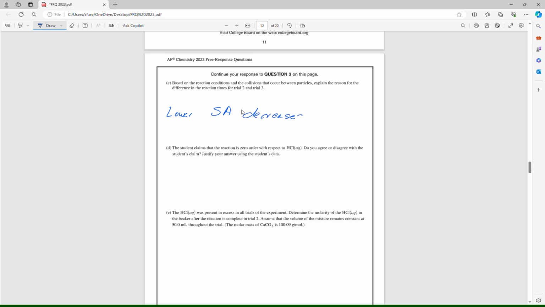And you should probably explain that more. A lower surface area has less space for collisions and all that jazz. It's kind of hard for me to write with this pen.